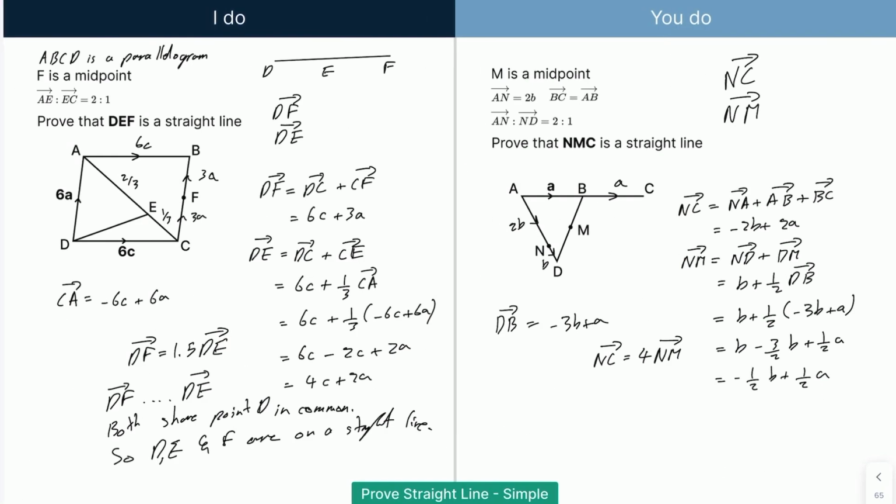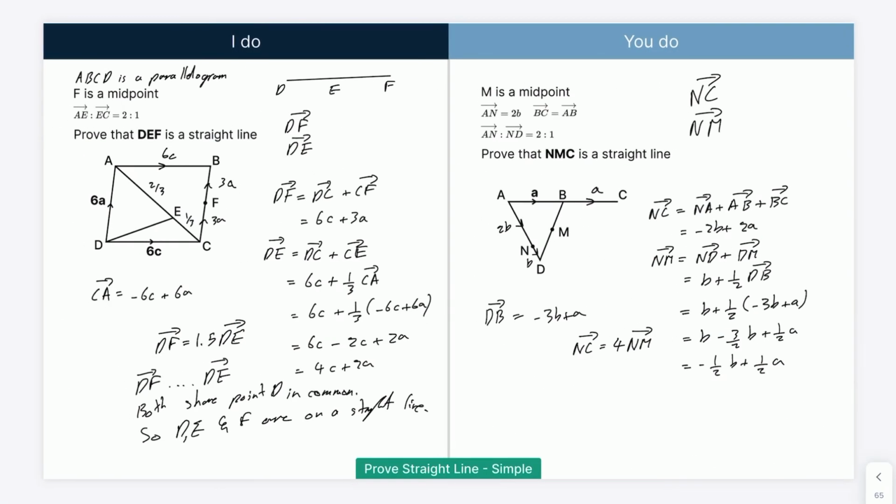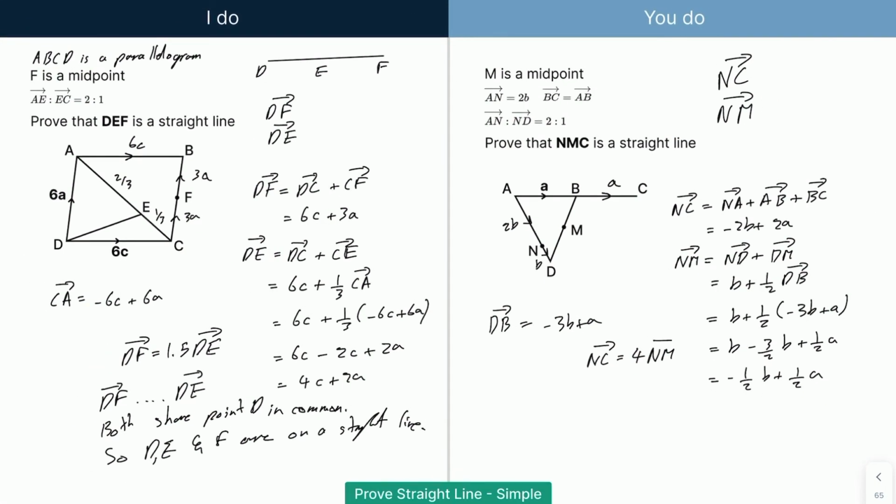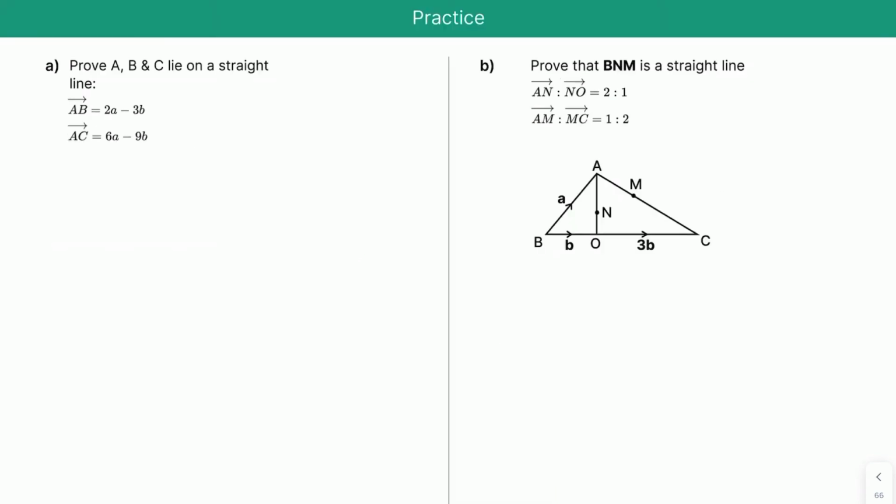And again, it'll be the same statement, so I'll just vocally say the statement. NM is parallel to NC because they are both multiples of each other. They both share point N in common. So N, M, and C lie on a straight line. You need to write all of that to get the marks.